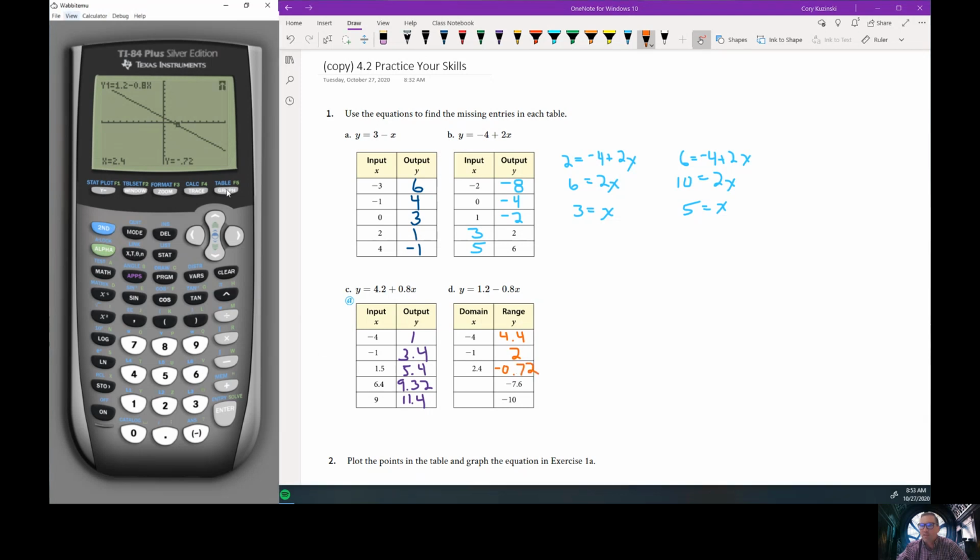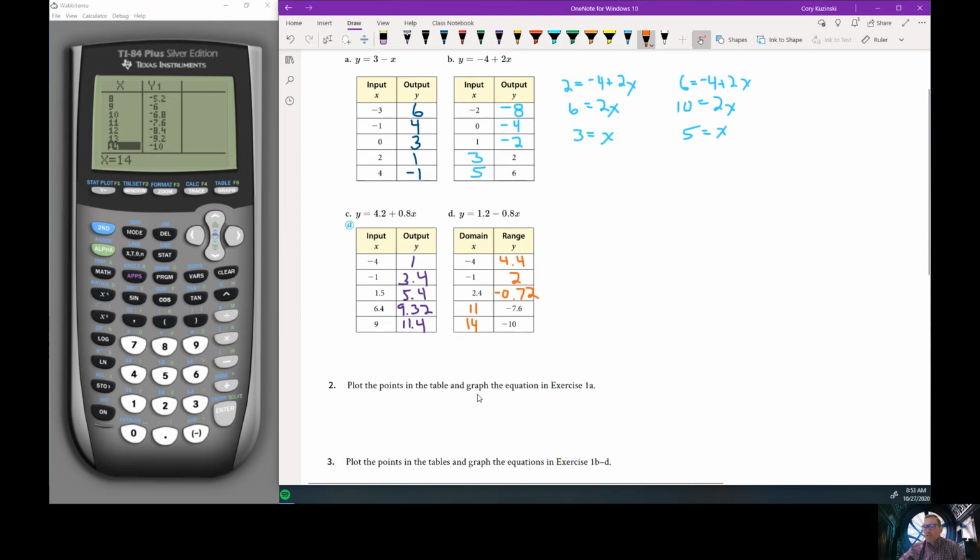Let's go back to the table. Let's see if negative 7.6 is one of our outputs. Yeah, there it is. So we can see our input was 11. And what about negative 10? Is that there? Yep, that's there as well. So that was a nice, easy way to do this one. Otherwise we'd have to solve these equations like this where we put negative 7.6 in for y.